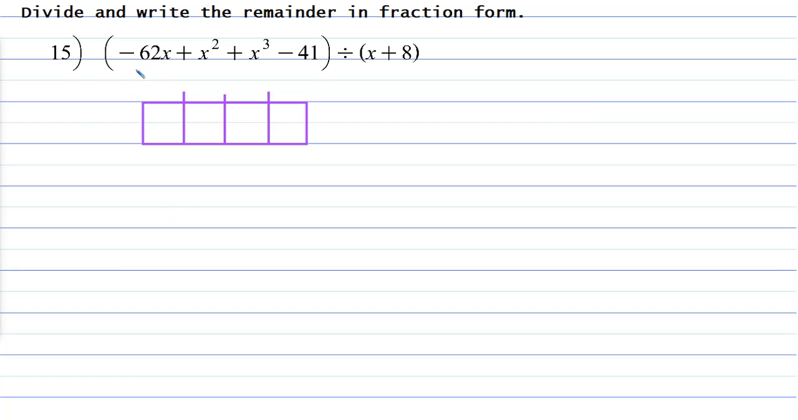So let's look at this next one. Oh, this one's all out of order, so I need to rewrite it in order. X cubed plus x squared minus 62x minus 41 is what I'm dividing. I'm dividing that by x plus 8. That's already in order. So x plus 8 goes here. My highest x power is cubed. I divide to go up, multiply to come down, add to complete the diagonal.